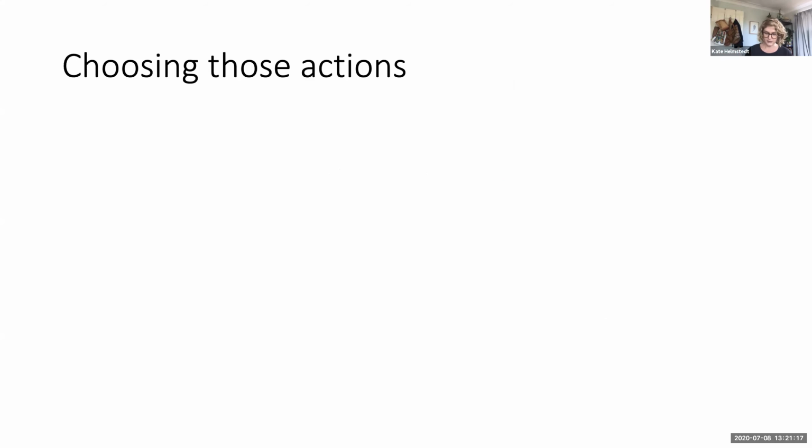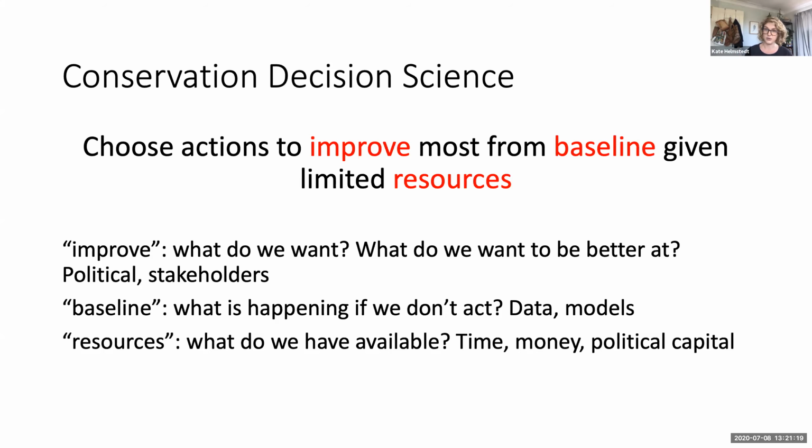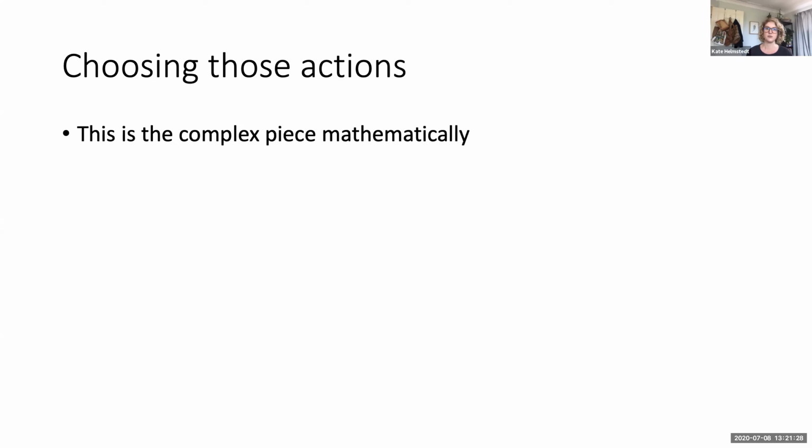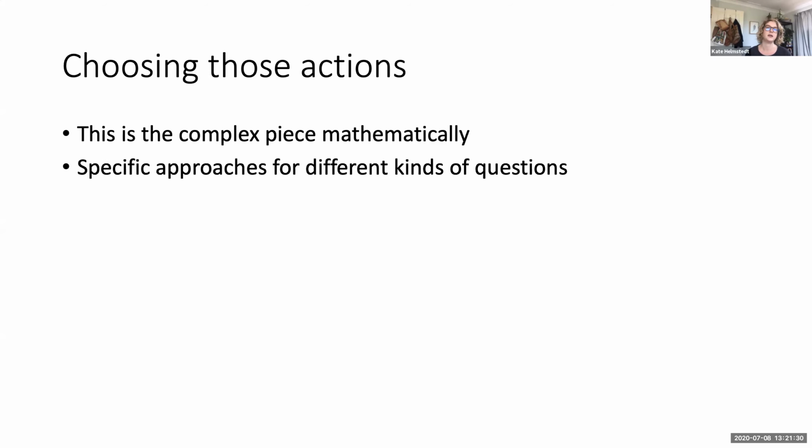But I think mathematically, the part that I am most interested in is the complexity of choosing the actions. So once we've framed the problem, how do we actually make these choices? I think this is really one of the complex pieces mathematically. And we need specific approaches for different types of questions.